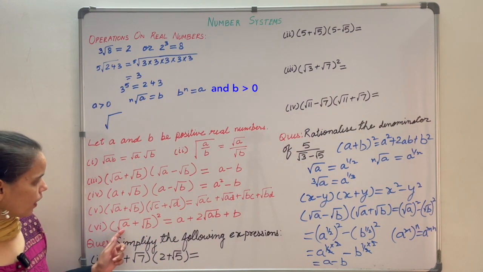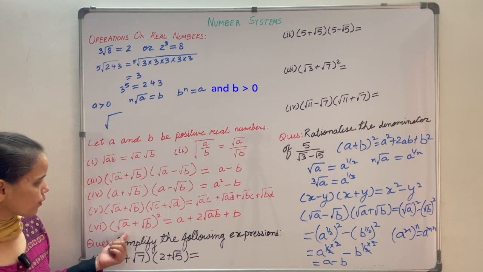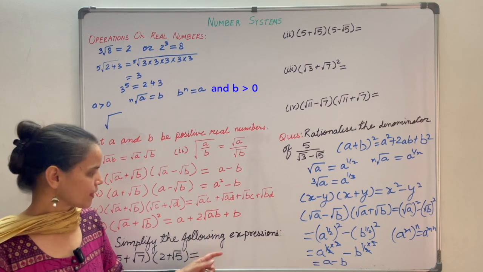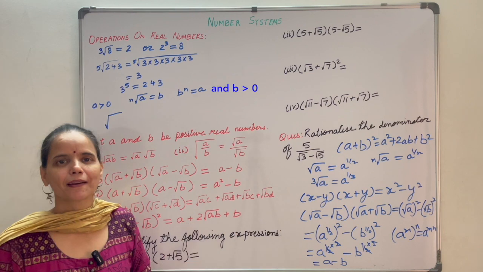You have to take the square of square root of a, so you will get a. Then twice of square root of a into square root of b, so that will give you twice of square root of ab. And then you have to take the square of square root of b, so you will get b.